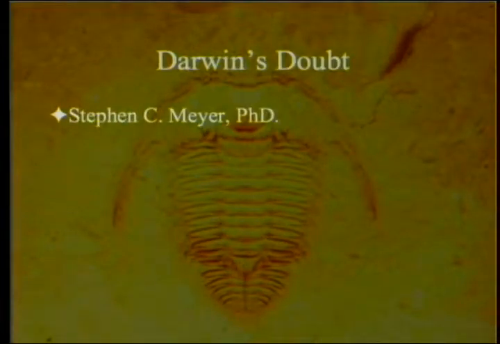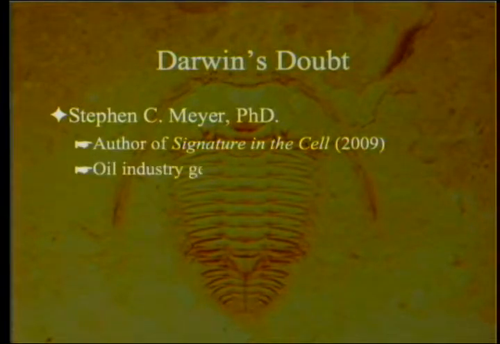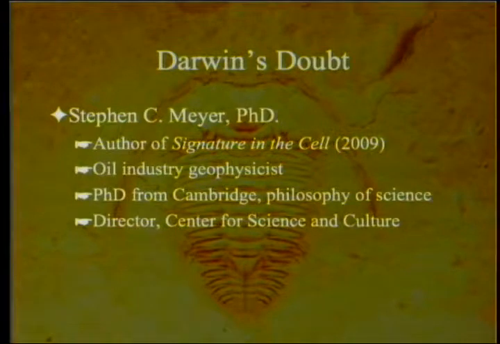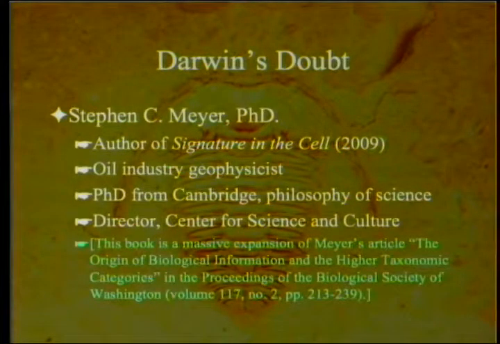We have been going over the book Darwin's Doubt by Stephen C. Meyer. He's the author of Signature in the Cell, was previously an oil industry geophysicist before he became interested in life in general and the Cambrian explosion in particular. He got his PhD from Cambridge in the philosophy of science. He's the director of the Center for Science and Culture of the Discovery Institute. And the book really is a massive expansion, which we're going to get a little bit of inside information on, of Meyer's article, The Origin of Biological Information and the Higher Taxonomic Categories, in the Proceedings of the Biological Society of Washington.